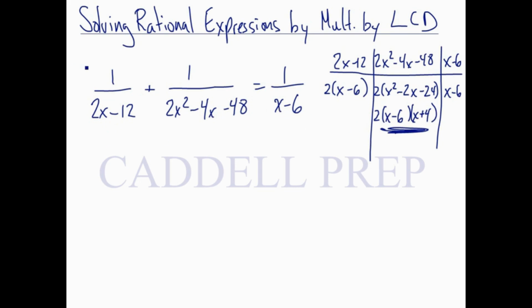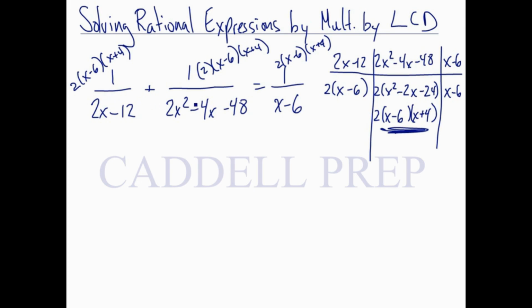least common denominator. So multiply this expression by 2 times x minus 6 times x plus 4. Multiply this one by 2 times x minus 6 times x plus 4. And multiply this one by, again, 2 times x minus 6 times x plus 4. So since we multiplied everything in the equation by this factor, the equation does remain the same. We didn't do anything mathematically incorrect.